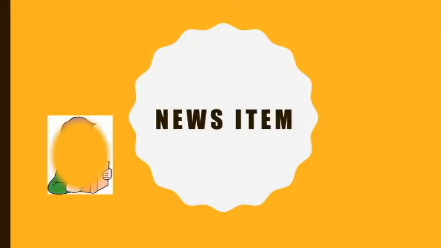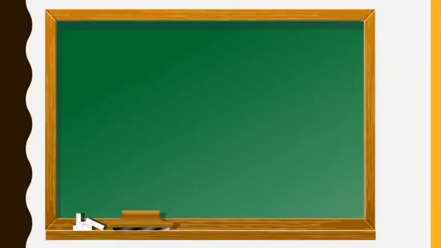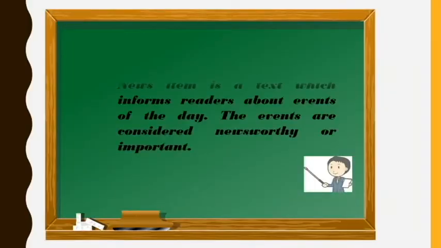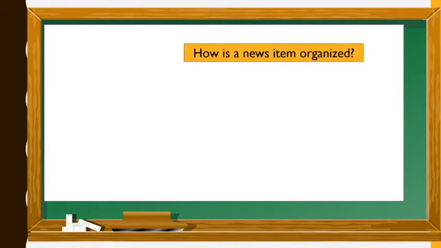Now, I will explain the definition of news item. A news item is a text which informs readers about events of the day. The events are considered newsworthy or important. Next, how is a news item organized?